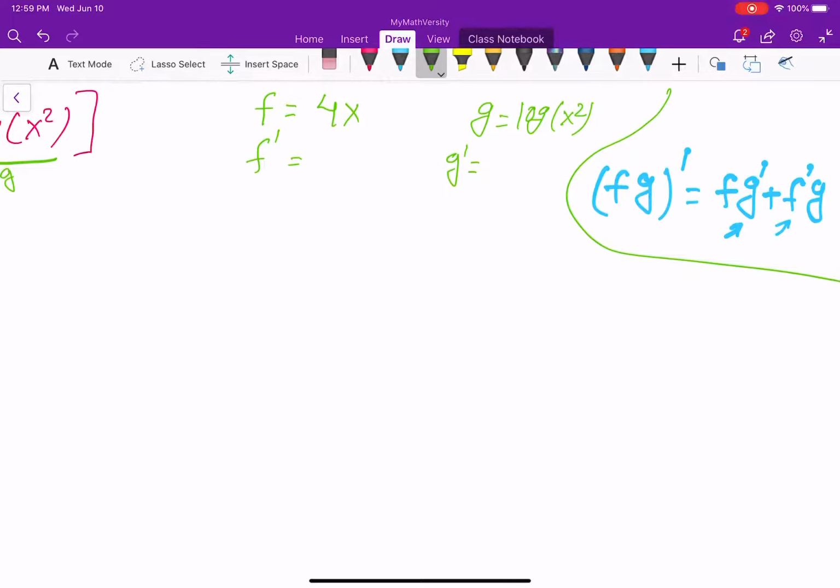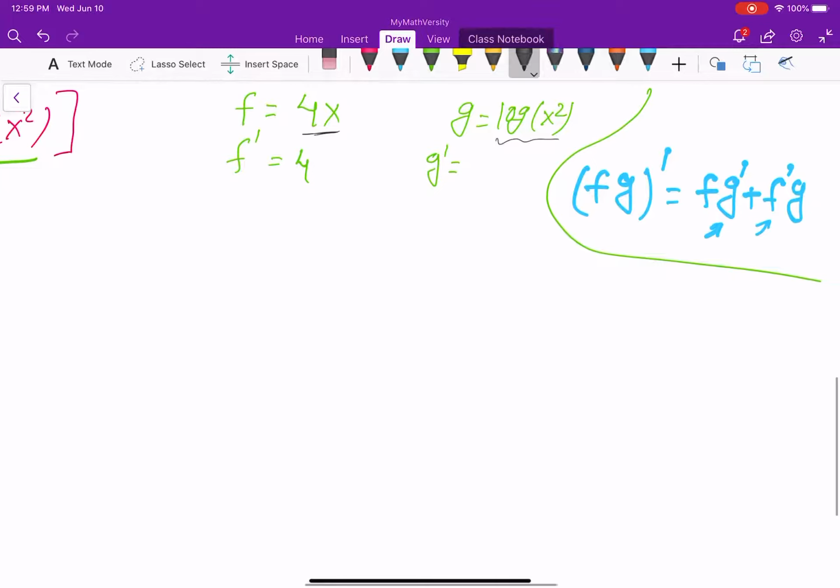Okay, what is f prime? Derivative of the 4x with respect to x will be, by using the constant multiple rule, 4 as it is, multiplied by the derivative of x with respect to x, which is just 1. So 4 times 1 will be just 4. And similarly, how can we find the derivative of log of x square? That's not so straightforward, right?